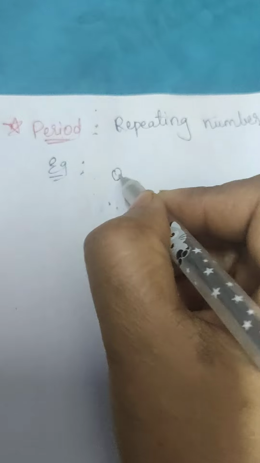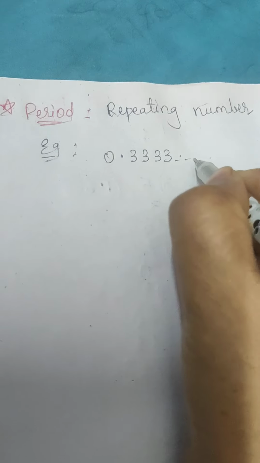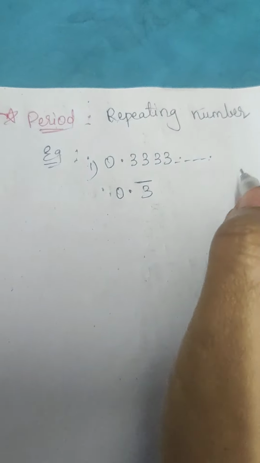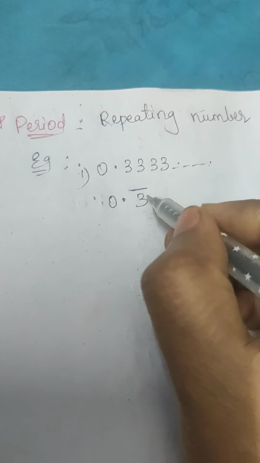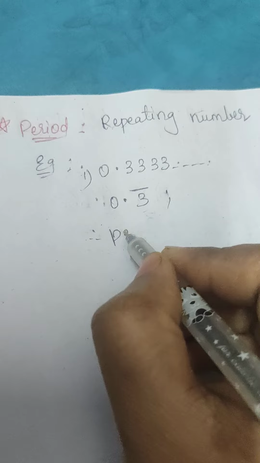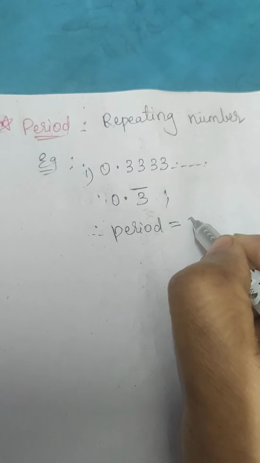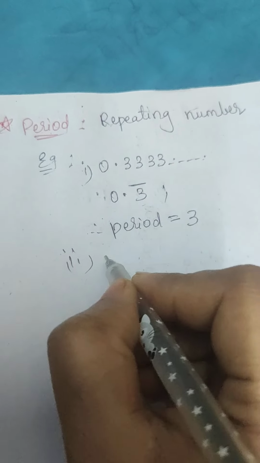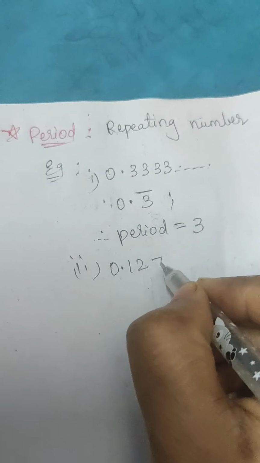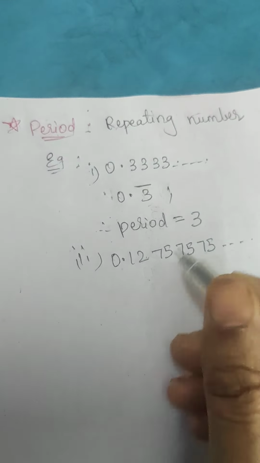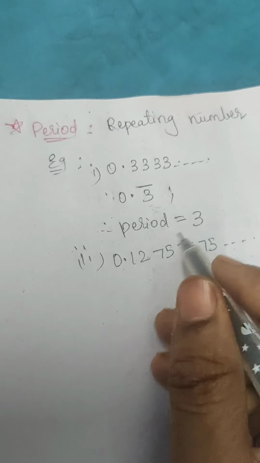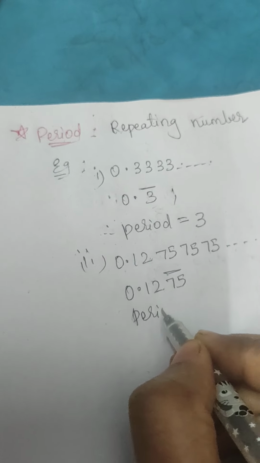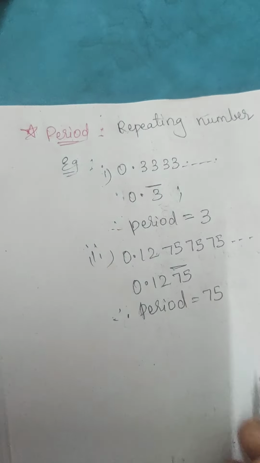Example: 0.33333 and so on. Here 3 is repeating many times, so we can write 0.3 bar. We have a bar on 3, so now the period is equal to 3. One more example, 0.12757575 and so on. Here 75 is repeating many times, so we can write 0.1275 bar. Now here the period is equal to 75. This is about period.